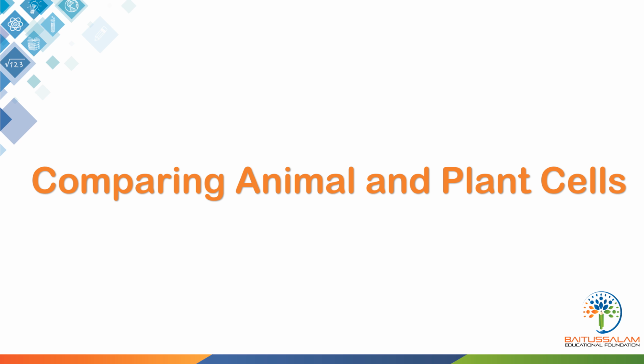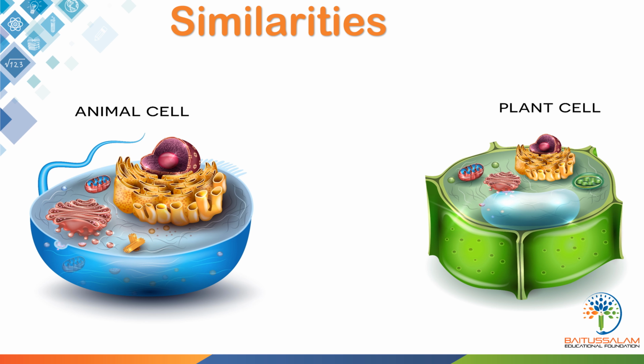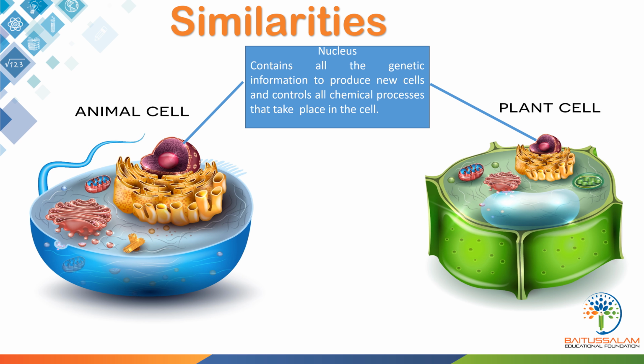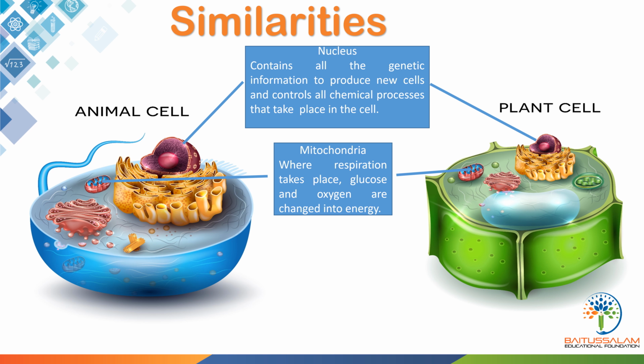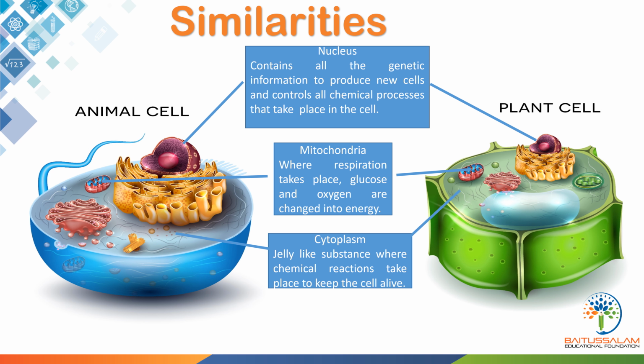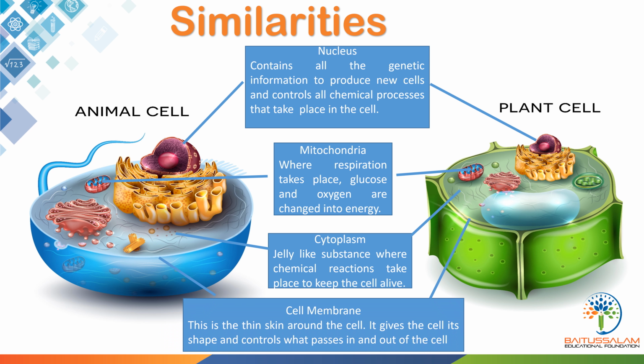Comparing animal and plant cells. Similarities. Nucleus: contains all the genetic information to produce new cells and controls all the chemical processes that take place in the cell. Mitochondria: where respiration takes place, glucose and oxygen are changed into energy. Cytoplasm: jelly-like substance where chemical reactions take place to keep the cell alive. Cell membrane: this is the thin skin around the cell. It gives the cell its shape and controls what passes in and out of the cell.